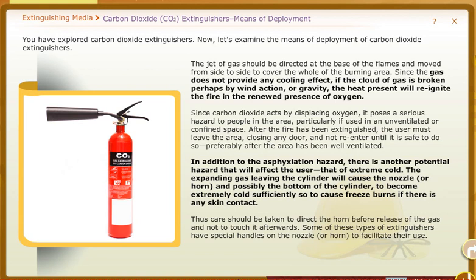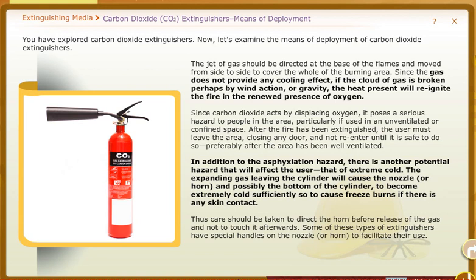Since carbon dioxide acts by displacing oxygen, it poses a serious hazard to people in the area, particularly if used in an unventilated or confined space. After the fire has been extinguished, the user must leave the area, closing any door, and not re-enter until it is safe to do so, preferably after the area has been well ventilated.